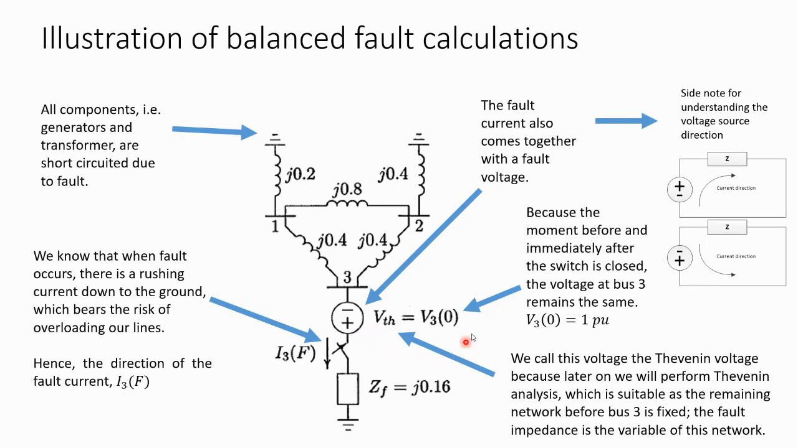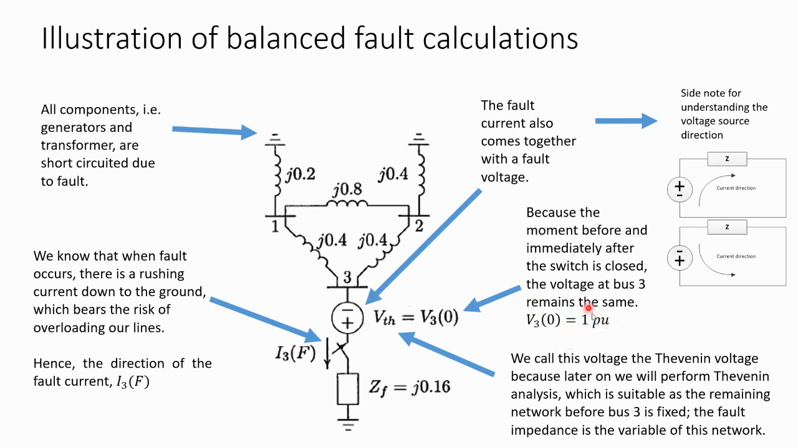Another thing to take note of is that the voltage of this fault, which we call VTH, is actually equal to the initial voltage at bus 3, V30. The reason is that the moment before and immediately after the switch is closed, that is, the moment before and immediately after the fault happened, the voltage at bus 3 remains the same. And the voltage at bus 3 before and immediately after the fault happened is equal to the initial voltage of bus 3. So the initial voltage of bus 3 is 1 per unit.